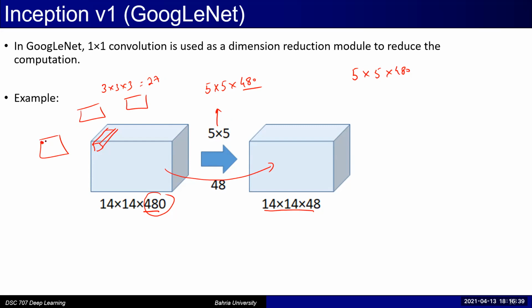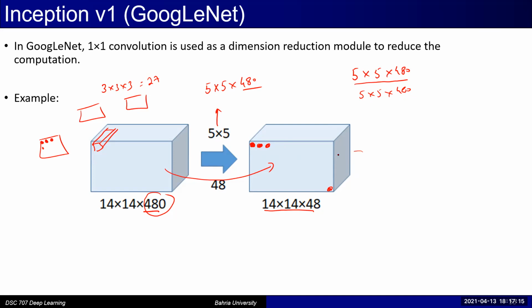Then you move your filter to the right and compute the next value, which again requires 27 multiplications. Then the third value, the fourth value, and so on. So when you are making this output, in order to compute one value, how many multiplications are required? 5 into 5 into 480. For the second value, again you need 5 into 5 into 480. For the third value, the same number of multiplications, and so on. So to compute one value, you need 5 into 5 into 480.